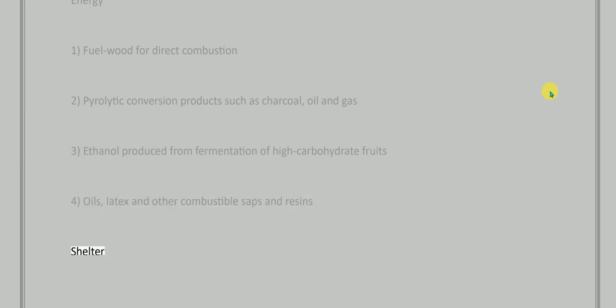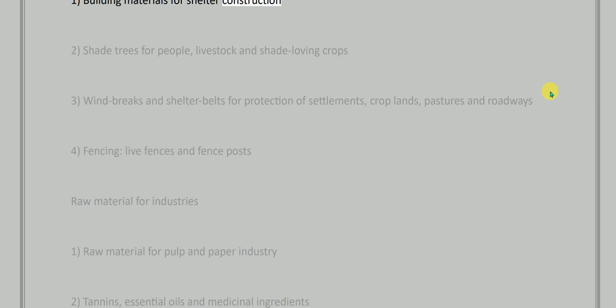Shelter. 1. Building materials for shelter construction. 2. Shade trees for people, livestock and shade-loving crops. 3. Windbreaks and shelter belts for protection of settlements, crop lands, pastures and roadways. 4. Fencing, live fences and fence posts.